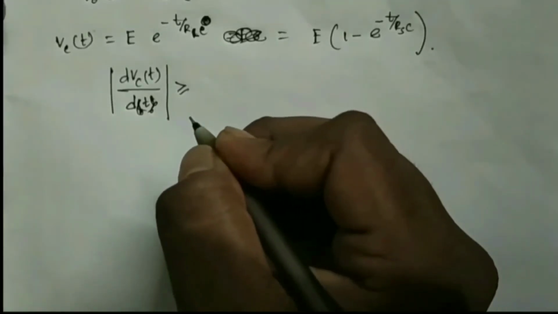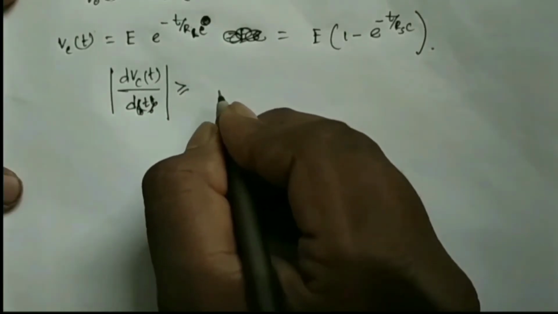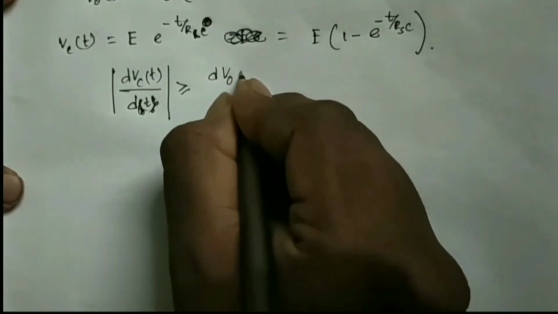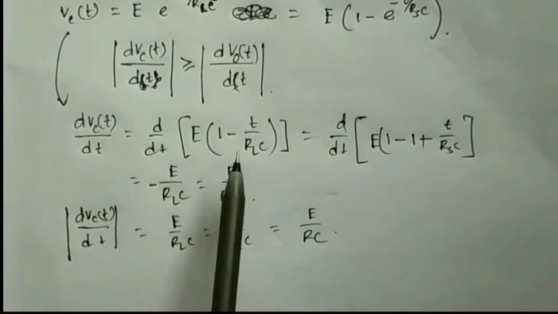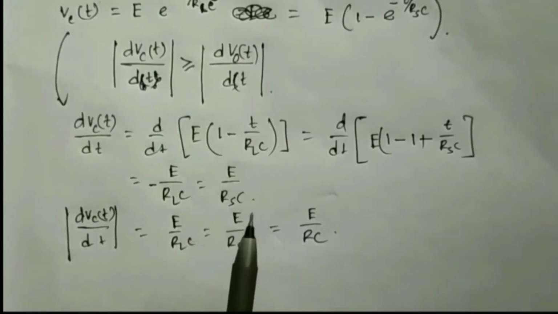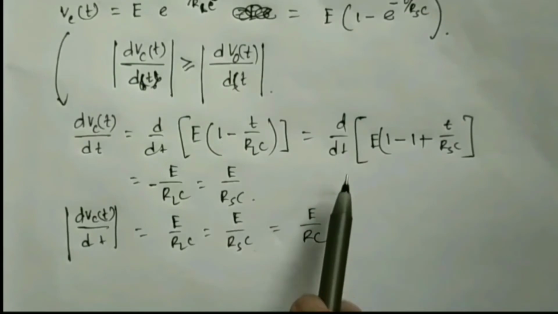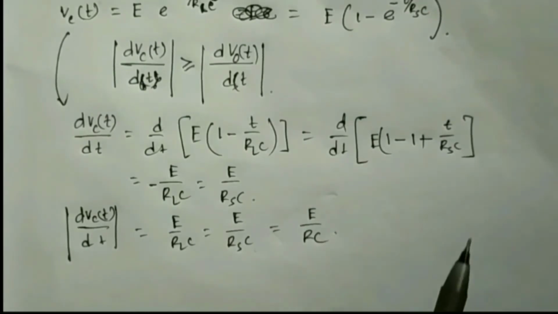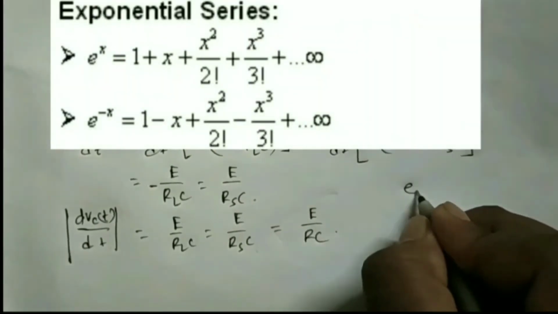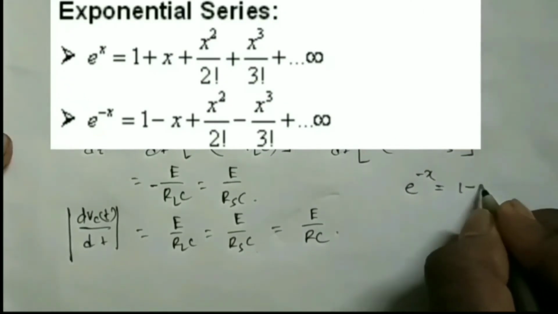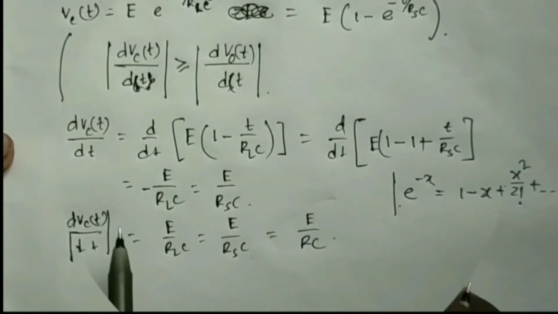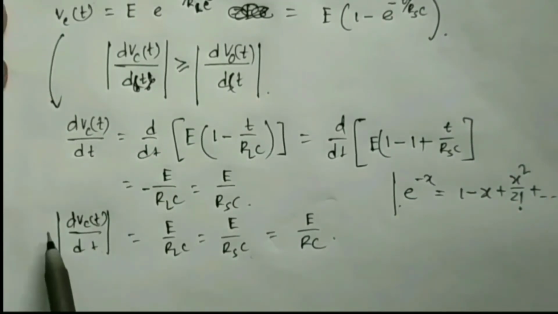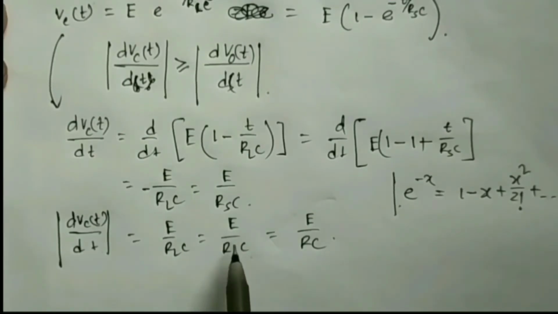So modulus of dVCT upon dt, here the differentiation of VCT will be d/dt of E into 1 minus T upon RC, or d/dt of E into 1 minus 1 plus T upon RC, because we know that e to the power minus x is given by 1 minus x plus x square upon 2 factorial till nth term. So after calculating, the modulus of dVCT upon dt will be E upon RC.